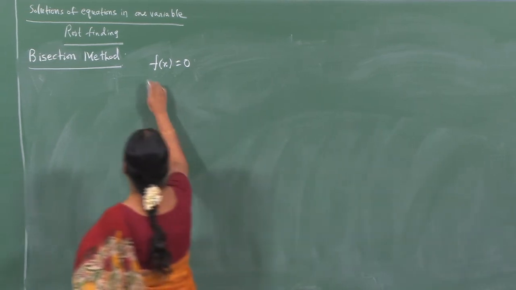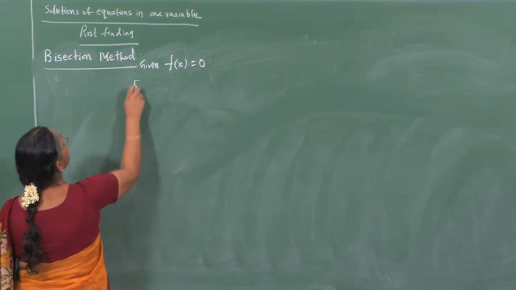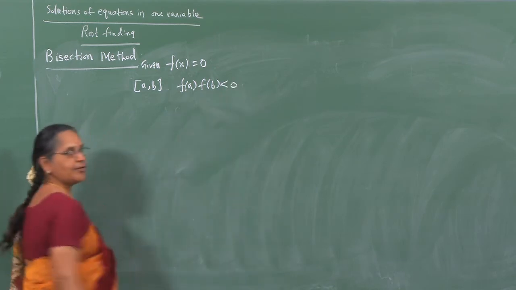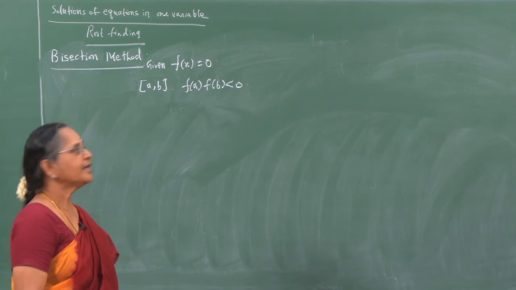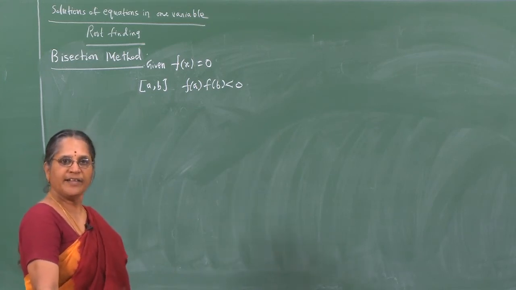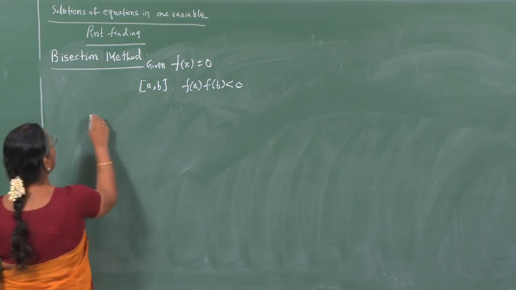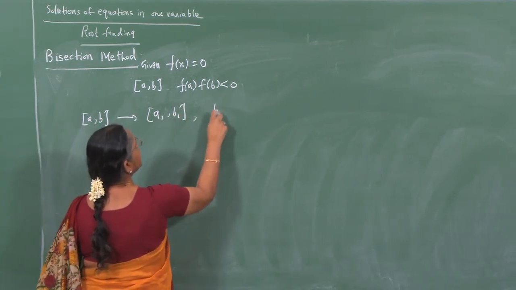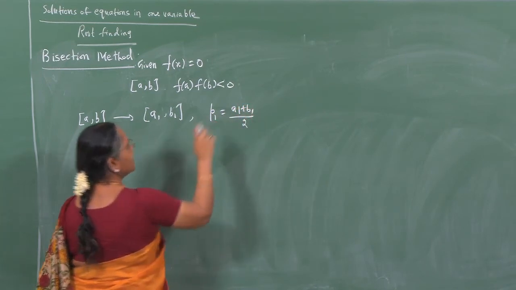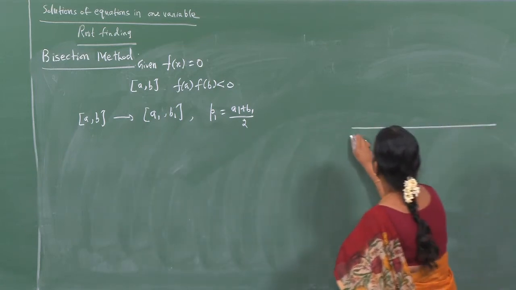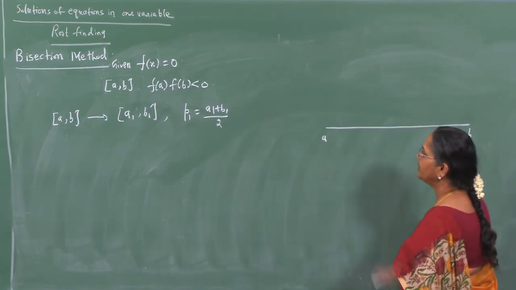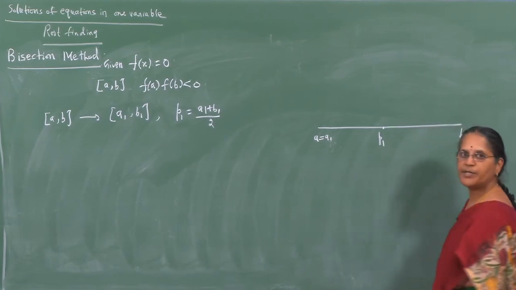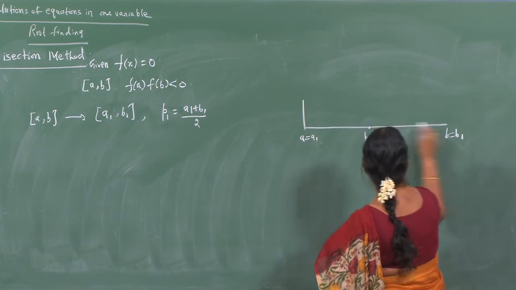So, given the equation f of x is equal to 0 and an interval a b in which f is defined such that f of a into f of b is less than 0, then we try to determine a root of this equation f of x is equal to 0 in the following way. Namely, we denote this interval a b by a 1 b 1 and find the midpoint a 1 plus b 1 by 2 and call it p 1. We know that a root of the equation lies in this interval because f of a into f of b is negative. So, I have called this a 1 and this b 1. I determine p 1, which is the midpoint of this interval.